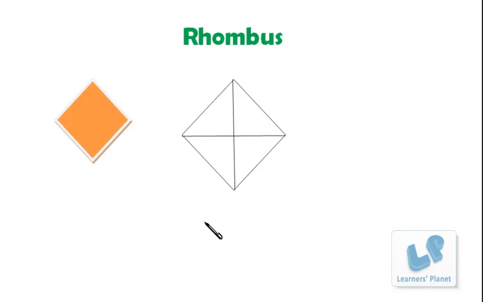Now, the other shape is rhombus. Similar to a parallelogram, all the opposite sides of a rhombus are parallel to each other. But the difference between a rhombus and a parallelogram is that all the four sides of a rhombus are equal. Okay, suppose this is A, B, C, D. So AB will be equal to BC, that is equal to CD is equal to AD. That means all the four sides of a rhombus are equal.